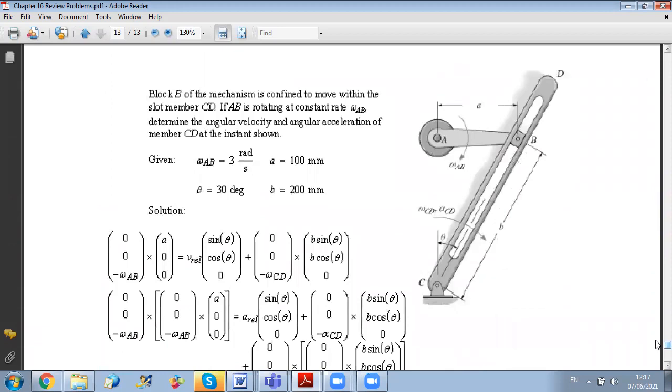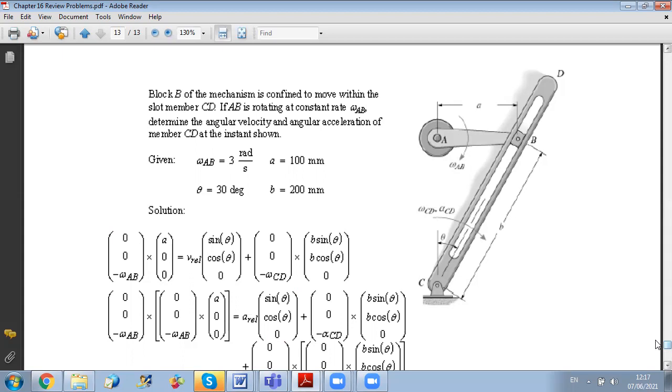You will see now that the ideas will be repeated. The same concepts now, we will see them here. It's very similar to what we did in the previous problem. So you have block B of the mechanism confined to move within the slot of member CD. If AB is rotating at a constant rate omega AB, determine the angular velocity and angular acceleration of member CD at the instant shown.